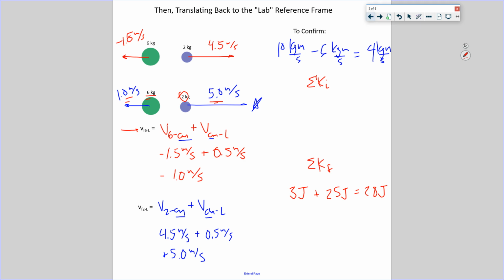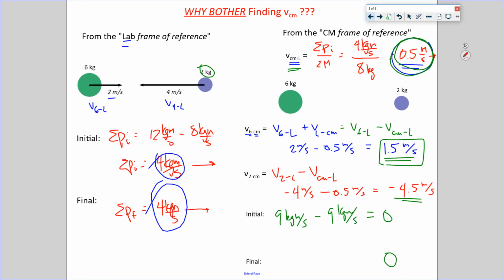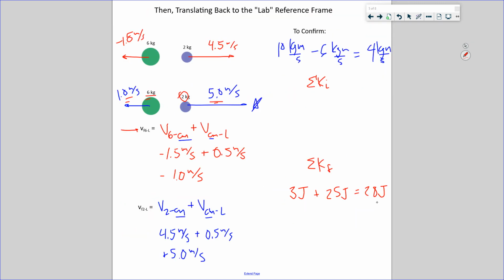Let's look at what it was in the beginning. We get 1/2 of 6 times 4, so that's 12 joules. And then here we get 1/2 of 2 times 16, that's 16 joules. We had 28 joules in the beginning, and we get 28 joules now. It means we have done this elastic collision correctly.